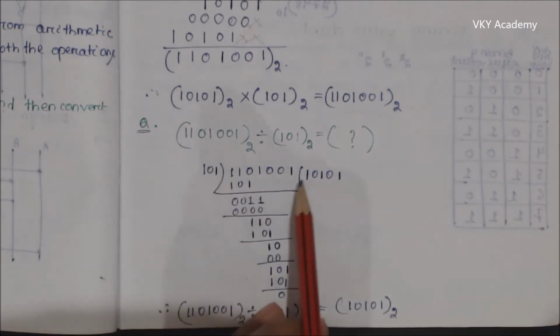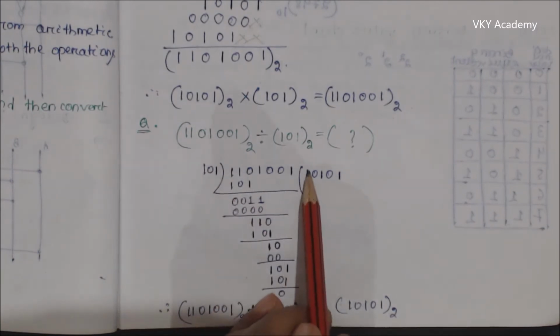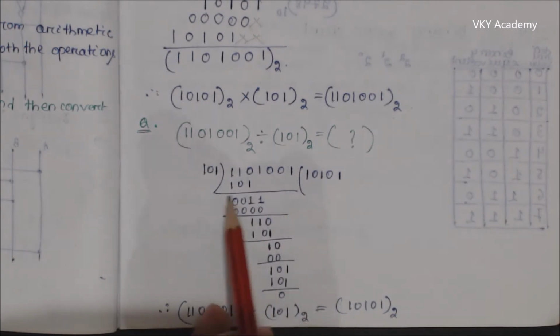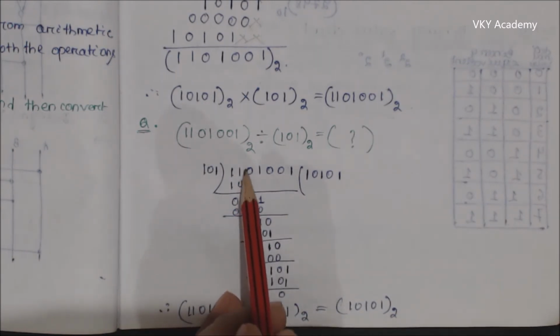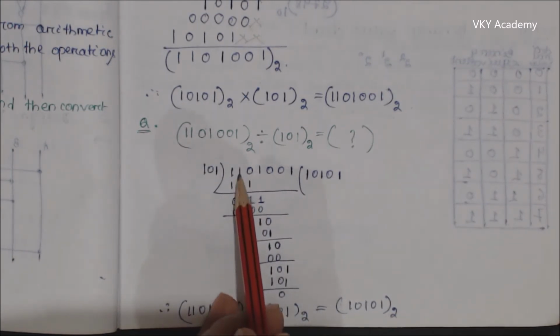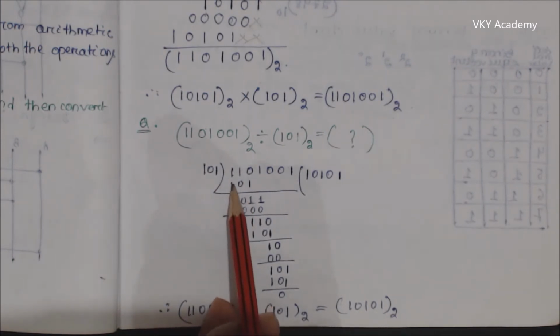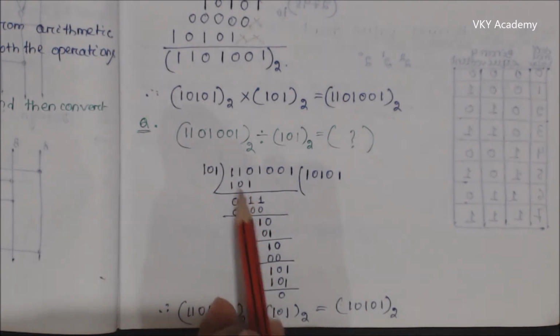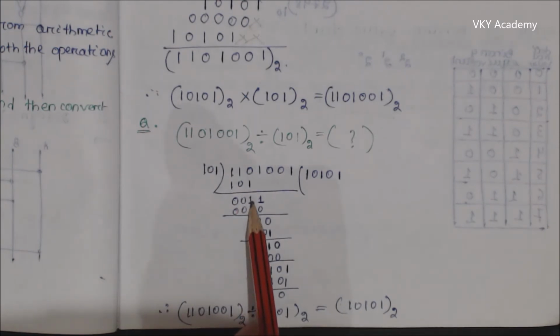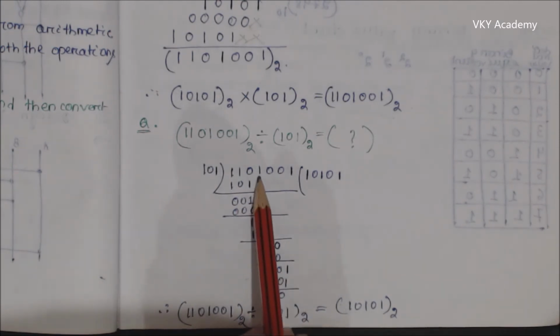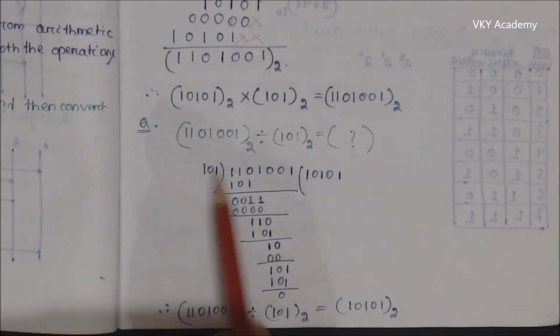First we multiply with 1, so 101 into 1 is 101. The result is: 1 minus 1 is 0, 1 minus 0 is 1. Here it is 0, 0 minus 0 is 0, 1 minus 1 is 0. So my result is 001. Now I can take 1 down here. Now this particular 0011 is not divisible by 101.